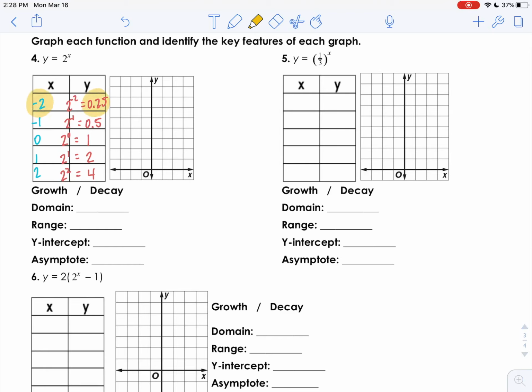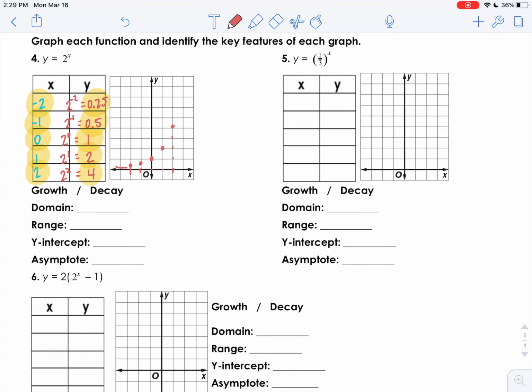So now I'm ready to graph these points, starting with the point -2, 0.25. So if I go down 2, I'm going to go up 1/4, or up 0.25. That's going to put me just barely up right here. And then if I go to the point -1, 0.5, I'm going to go halfway up. And then I have 0, 1. So at 0, I'm going to go up 1. And then 1, 2 puts me here. And 2, 4. So over 2, 1, 2, 3, 4.